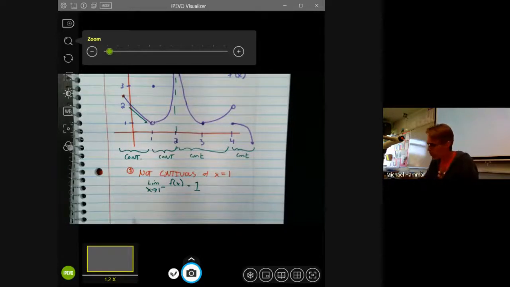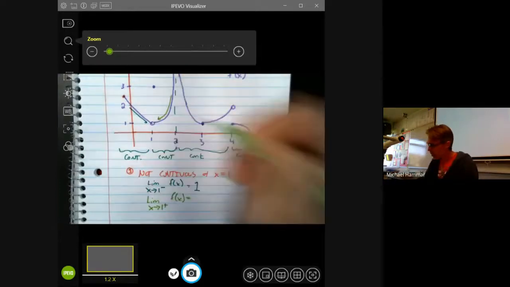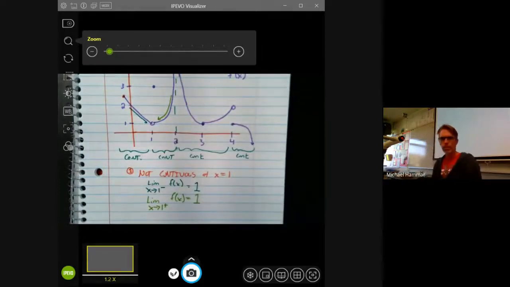Now, you also need to show the limit as x approaches 1 from the right of f of x. Well, come in from the right. You'll also notice that this is 1.